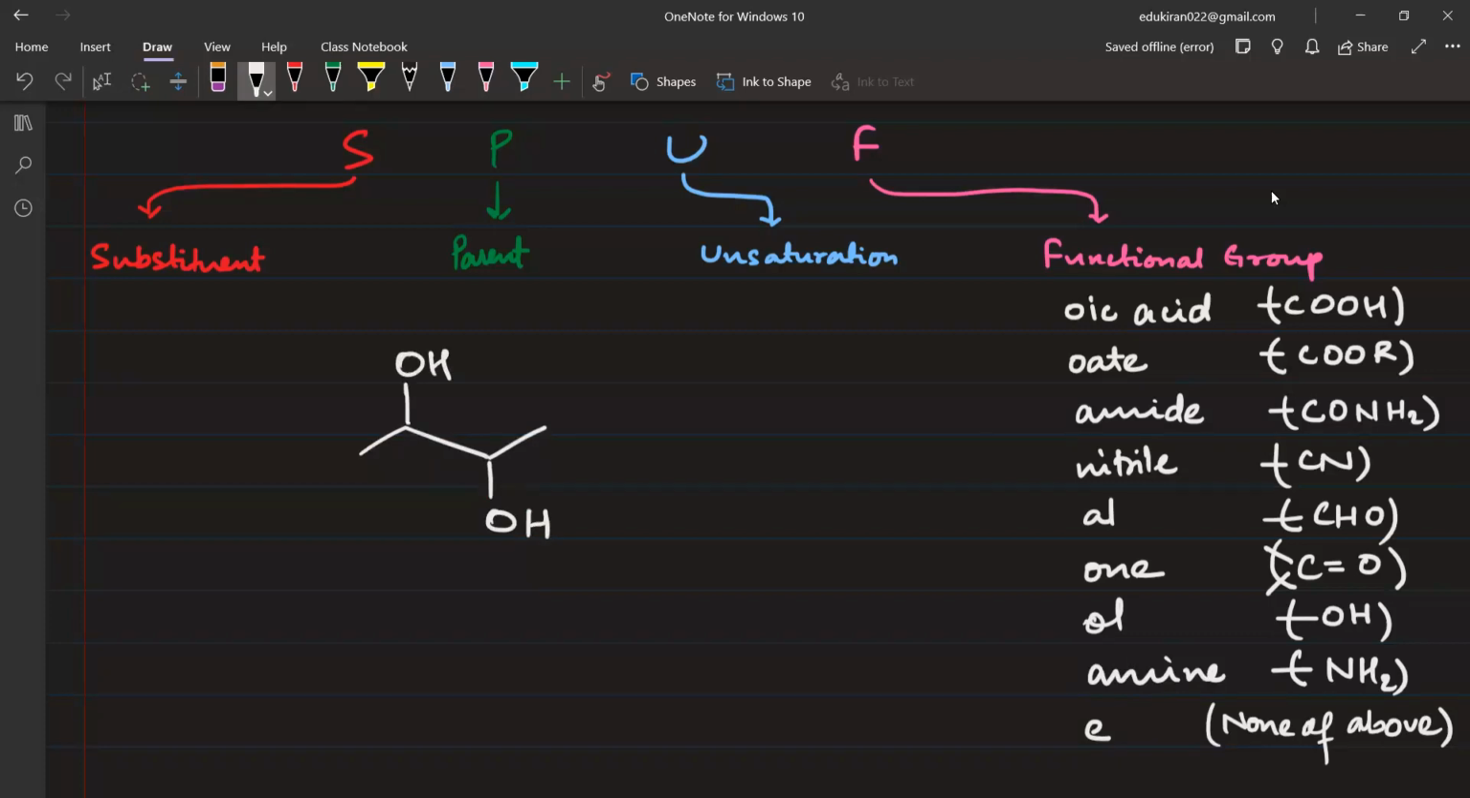Now let us suppose if you have something like this. Now, what is the functional group? OH, and OH is present twice. That is why we can write diol. What will we write? Diol. Now, that means if you have more than one functional group of the same type, that is, if the same type of functional group is coming more than once, then what can we use? We can use di, tri, tetra and so on. So you write that here.